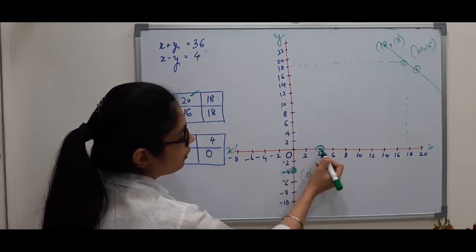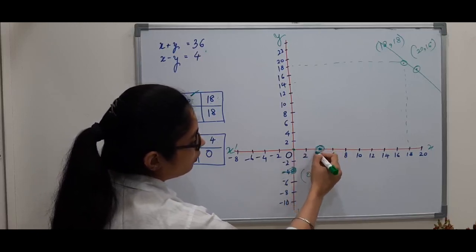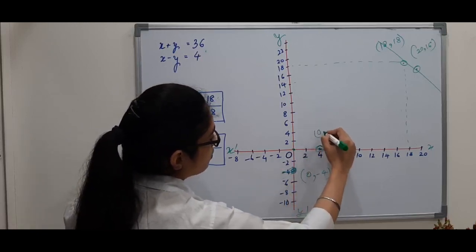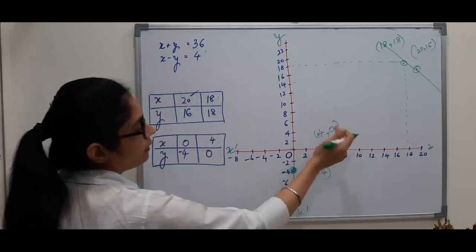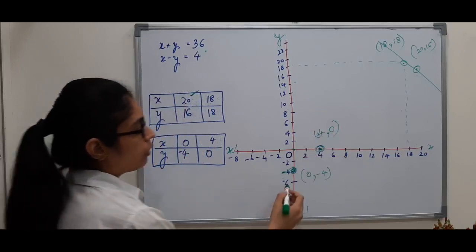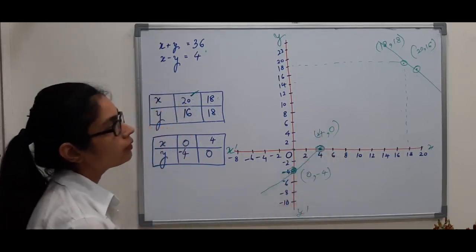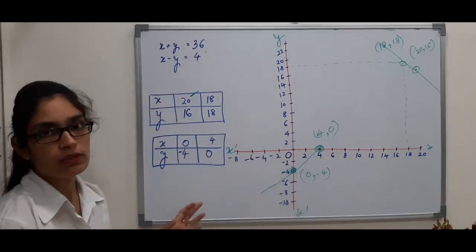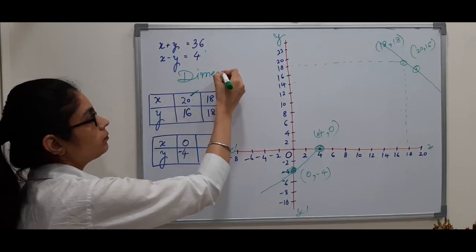See here, 0 is opposite to the point 4. So this is my point (4, 0). We always write x first, then y. Now I have to join these 2 points also. And in this question I have to find the dimensions of the garden.